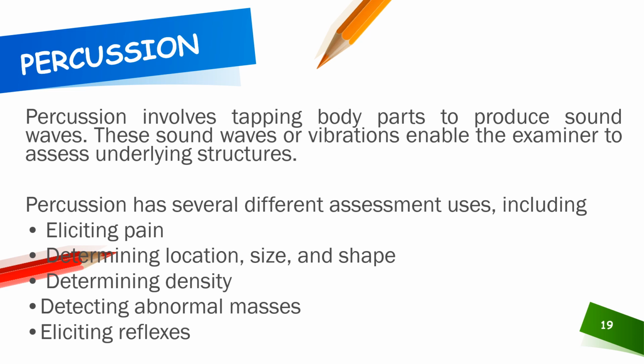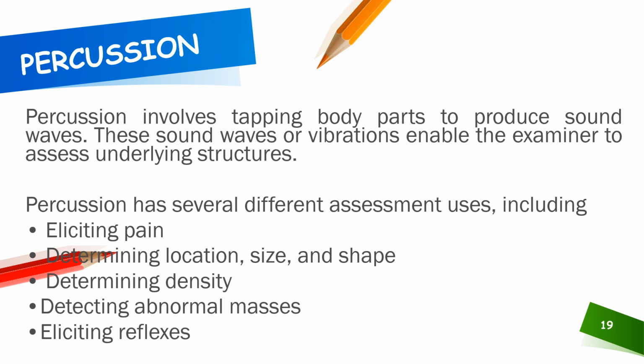Determining the density. Percussion helps determine whether an underlying structure is filled with air or fluid or is a solid structure. Detecting abnormal masses. Percussion can detect superficial abnormal structures or masses. Percussion vibrations penetrate approximately 5 centimeters deep. Deep masses do not produce any change in the percussion vibrations. Eliciting reflexes. Deep tendon reflexes are elicited using the percussion hammer.